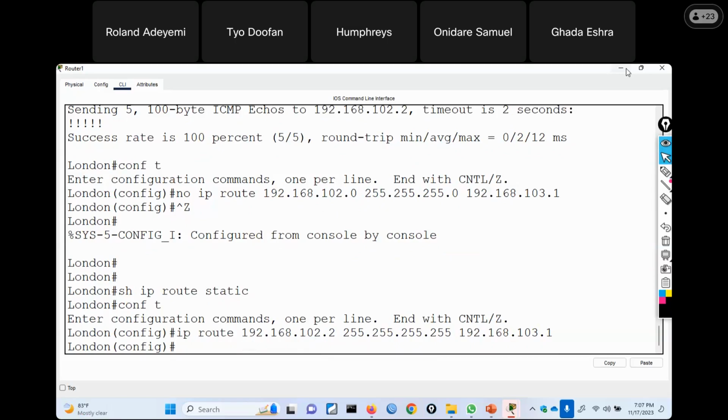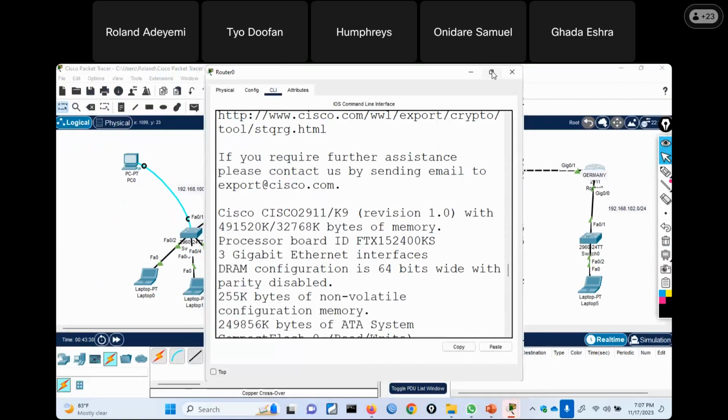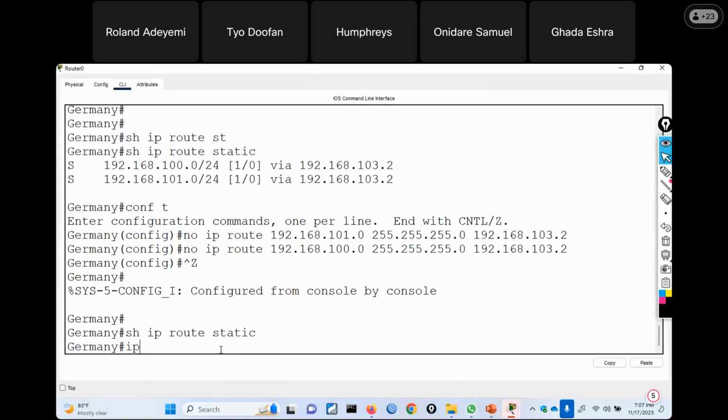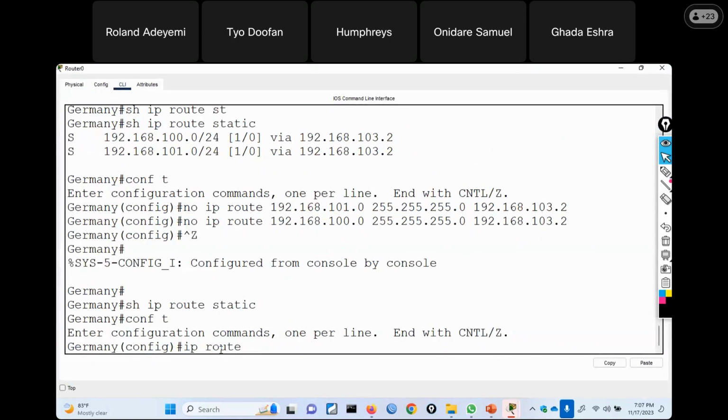I'll go to Germany router. I'll do the reverse for the other IP address. I'll say IP route 192.168.100.2. What am I saying? I'm telling Germany router, if you get a message for the person with this IP address, same subnet mask of 255.255.255.255, send it to 192.168.103.2. I'll hit enter.